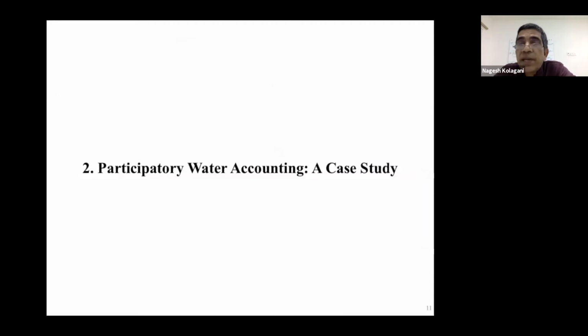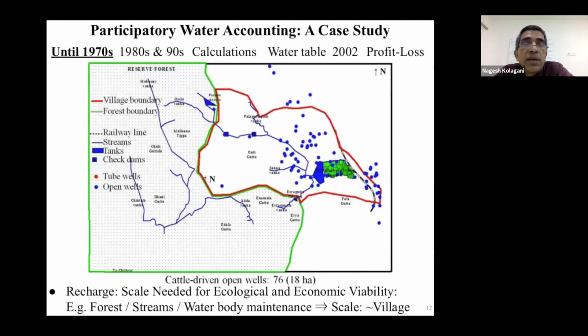I'll just go through quickly the thing that I tried nearly a decade or two back. So for example, until the 70s, as I told you, this is forest area to the west of my village. The streams bring water. The red line, this boundary, is my village with all farms inside. This is the low-lying area where the open wells used to be. This water body used to impound water, and these are farms that used to be directly irrigated by the water body, whereas each of these wells would irrigate 2-3 acres of land around the well.